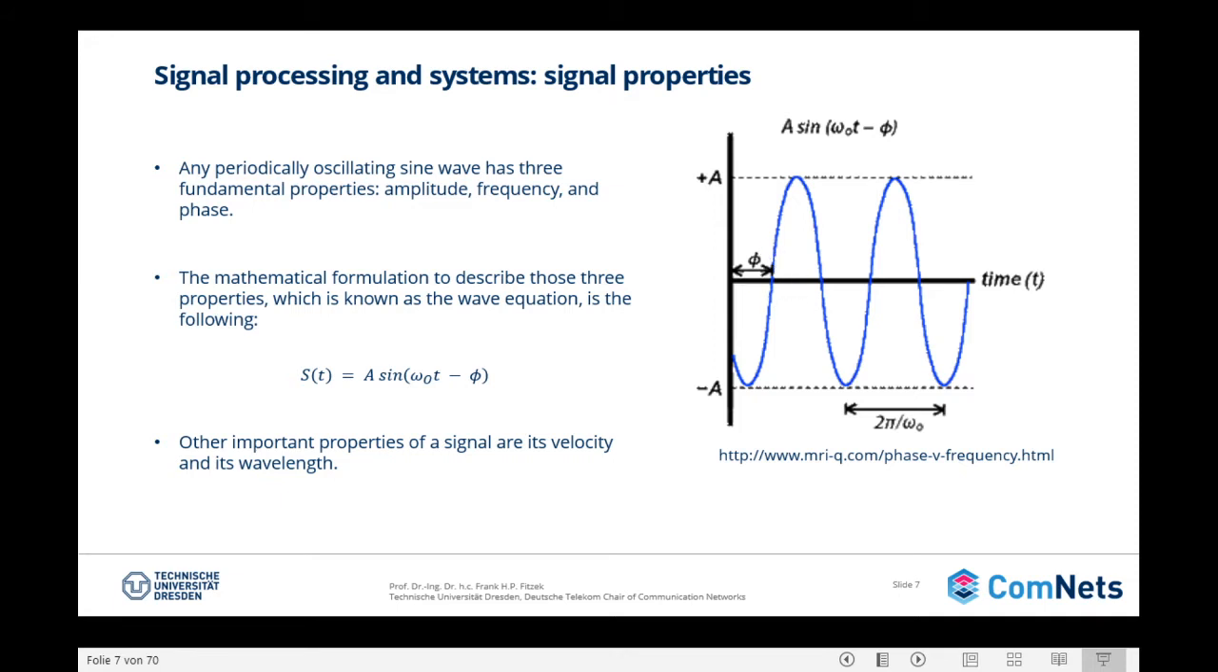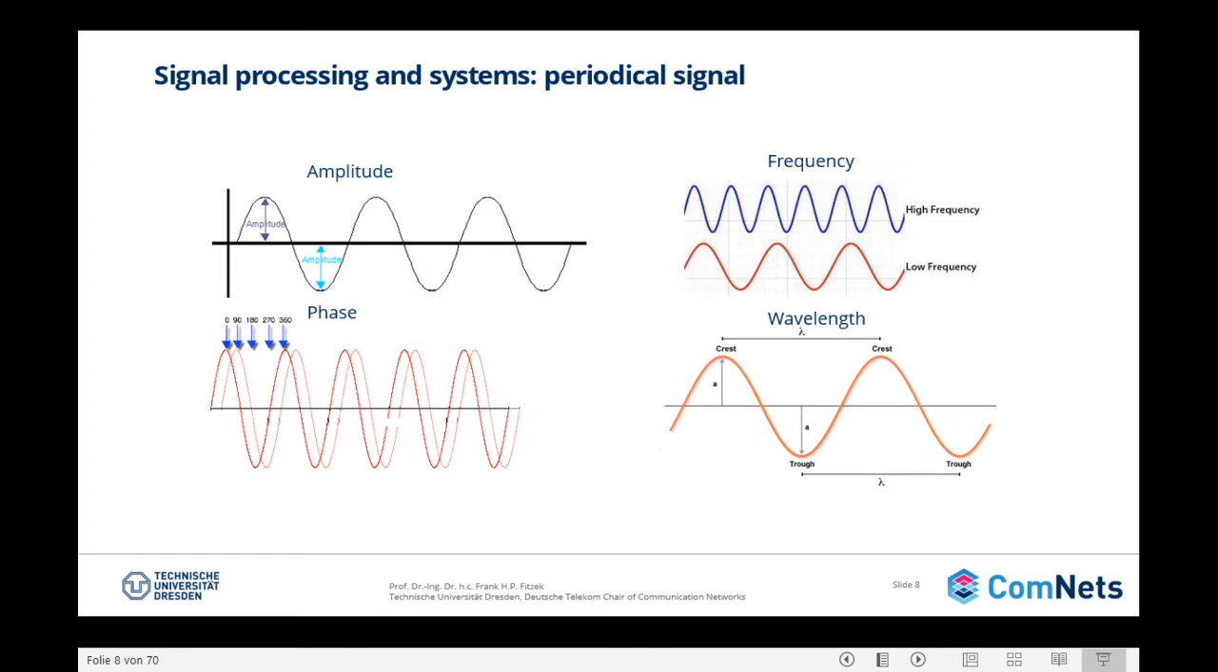If we want to provide a mathematical formulation to describe those properties, which is also known as the waveform, we have that the sine wave is the multiplication of the amplitude by a mathematical sine function that has an omega frequency and a phase phi. Two other really important properties of a signal are its velocity and its wavelength. Let's study those properties in more depth.